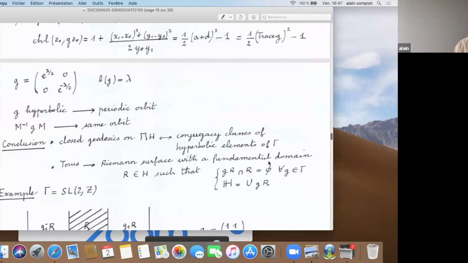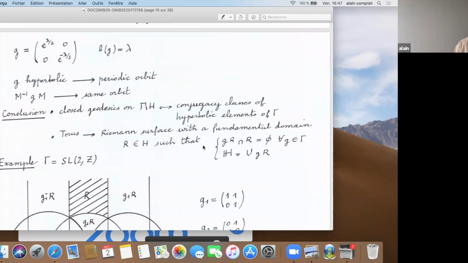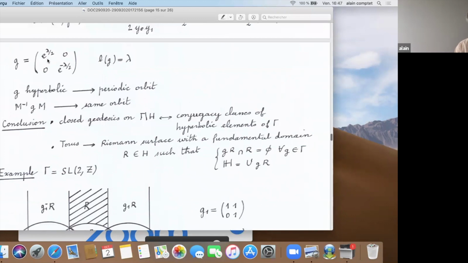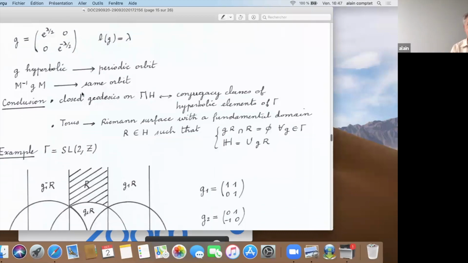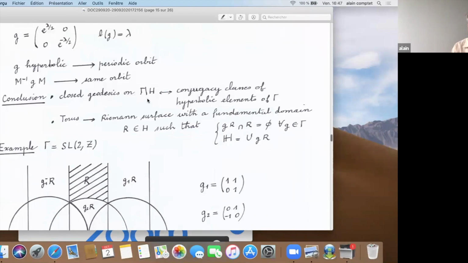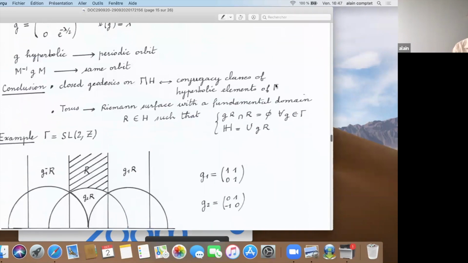So the result of this discussion is that to any hyperbolic matrix, you can associate a periodic orbit. And its length can be read from the expression of the matrix. If you diagonalize this matrix, which is possible since the matrix is hyperbolic, lambda will be the length of this orbit. But the correspondence is not 1-to-1. M^-1 G M gives the same orbit, same trace. So the correspondence is between closed geodesics and conjugacy classes of hyperbolic elements of gamma.